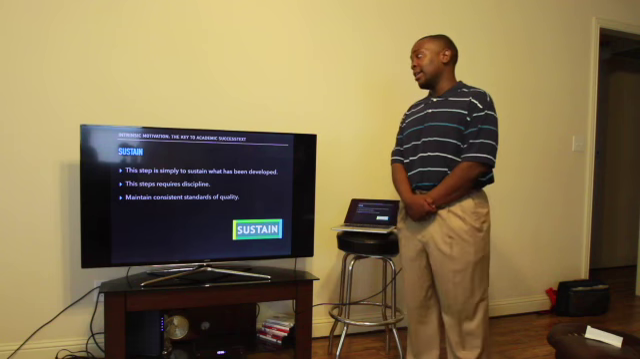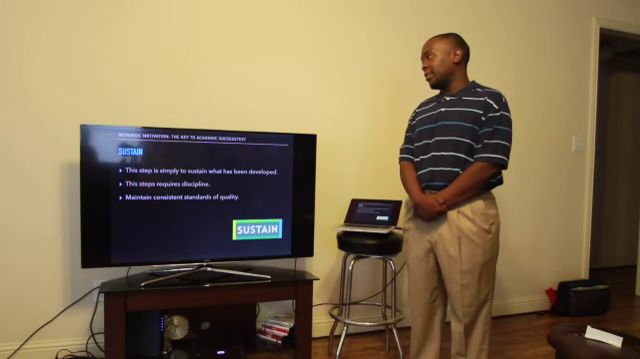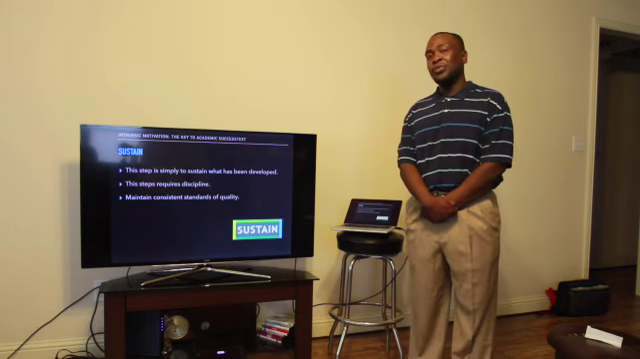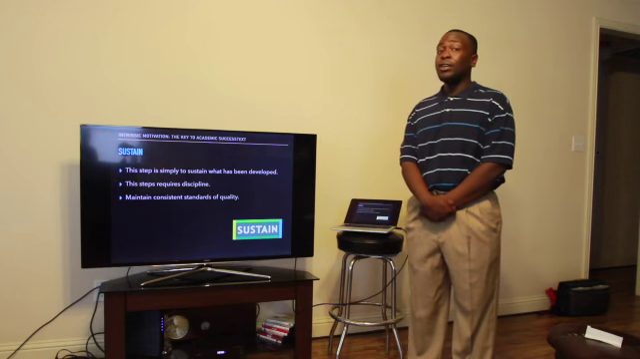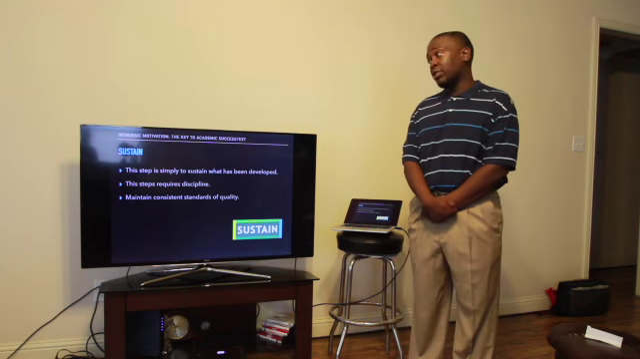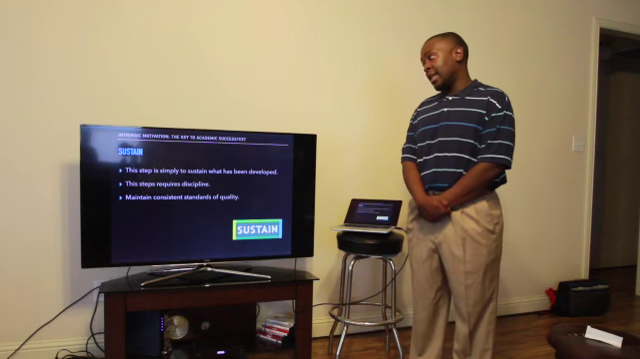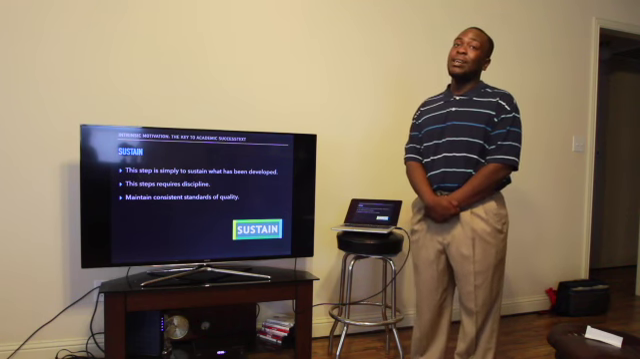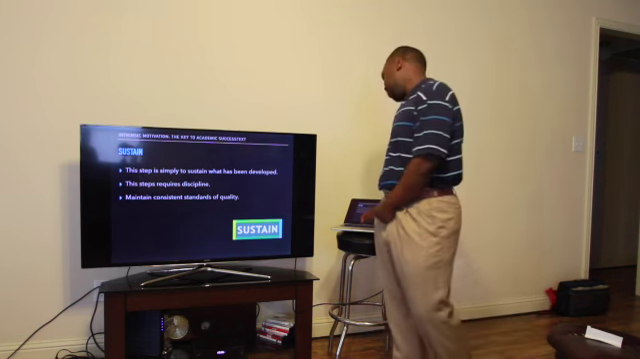Four, sustain. This step is to simply do what it says. Sustain what you have developed. This step requires discipline and in turn teaches discipline to your students. And it maintains a consistency of standards and quality.